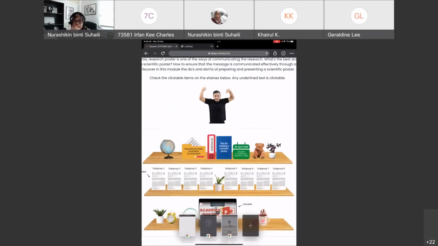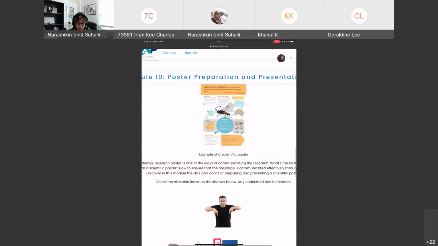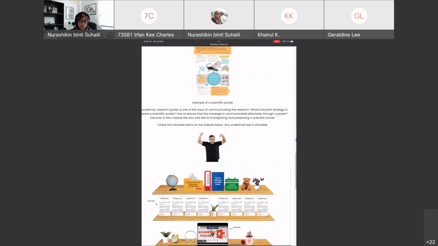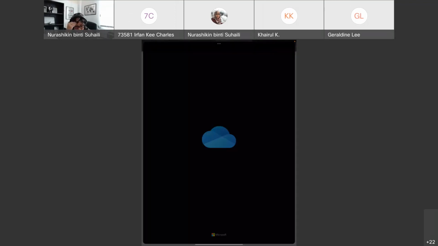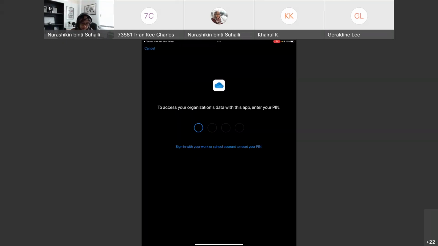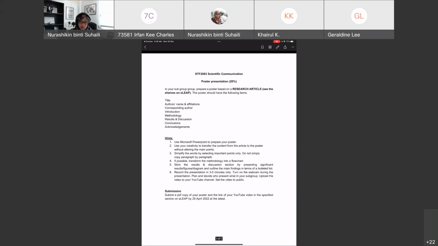Okay, go to ELIP. Go to the section for today under module 10. Okay, you would see this. Module 10, and then you should see these virtual shelves. Check the subgroup list. That's the list for your subgroup. And then the instruction. Okay, let's go through the instruction, what you should do for the poster assessment. Yeah, this is the instruction.